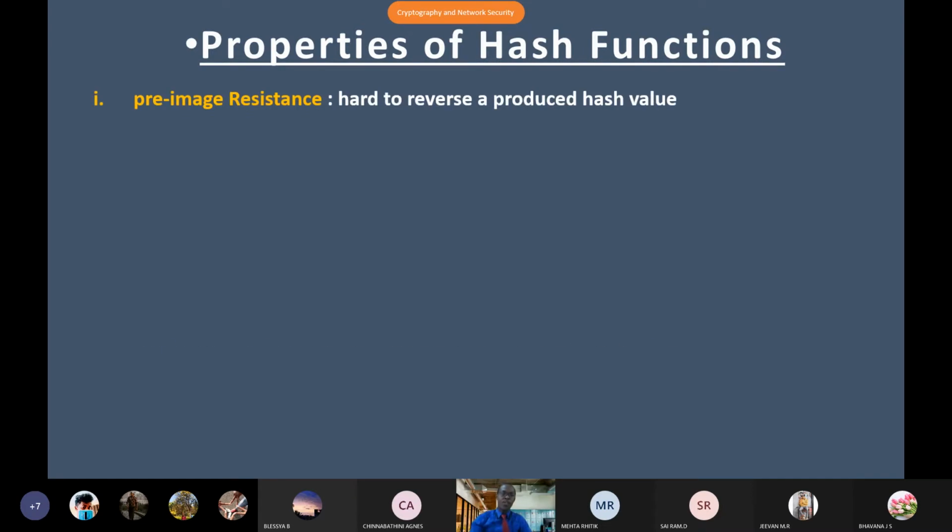Property number 1 is known as pre-image resistance. It means that once it is converted, it can never be reversed back. This is also explained as: if you have an egg and you break it into an omelette, you can't make it again. Pre-image resistance: it is hard to reverse a produced hash value.